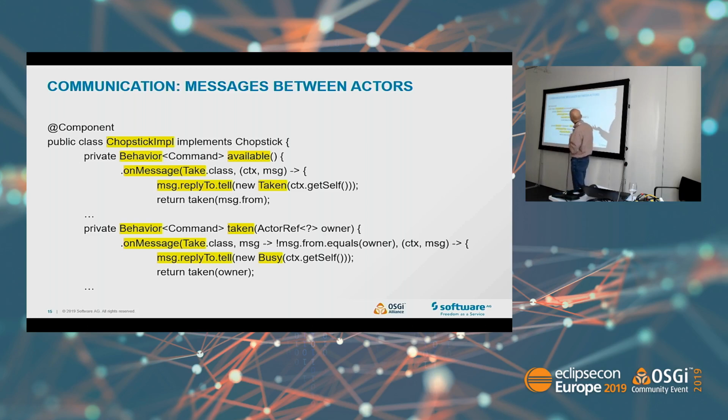In this case, it's the chopstick itself. So the chopstick has the state of being available, put down, or having been taken from the table. And it will respond differently to the same take message. So if it's available, it will reply, yes, I'm taken by you, or it will reply, no, sorry, I'm busy. So this is the pattern of how messages are processed and exchanged and how they are bound to behaviors.